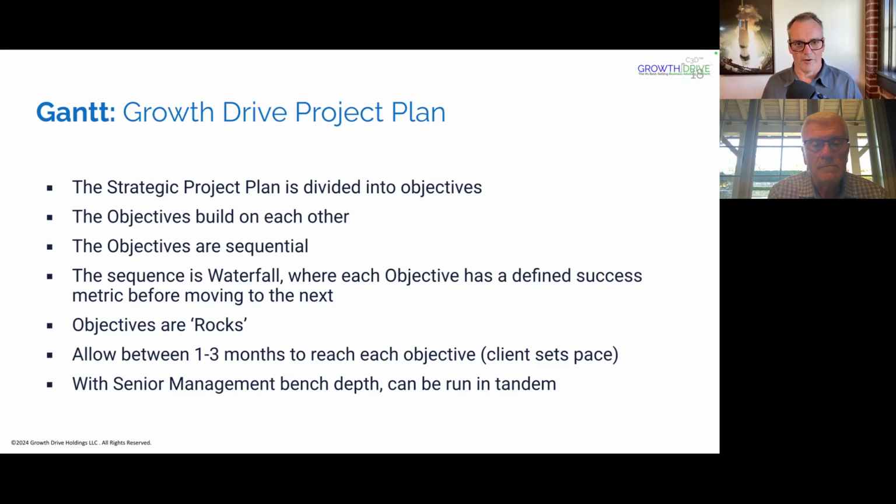Objectives are what is called in the vernacular rocks, right? This is the one thing we are doing right now. Everything else is not a rock, is not our core focus. And we need to allow enough time to reach each objective, especially at the beginning of the engagement. You're talking about transforming how a team does what they do. And as you're transforming it, you're asking for increased performance. So we need to, especially at first, take our time. We need to have the institutional patience for this to solidify.